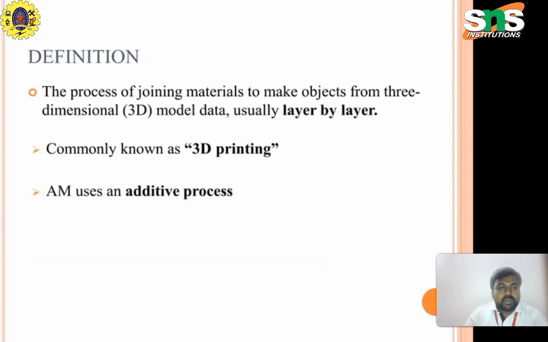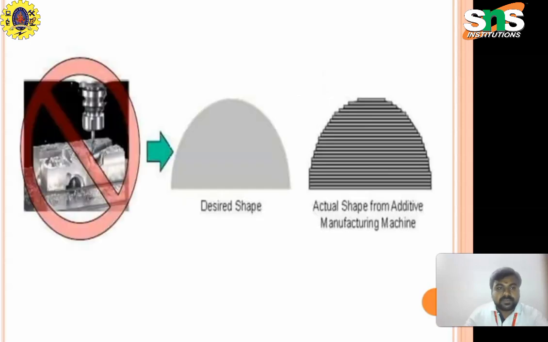So additive manufacturing is the process of joining materials to make objects from three-dimensional model data, usually layer by layer. So it is called layer by layer manufacturing, commonly known as 3D printing, three-dimensional printing. Additive manufacturing uses an additive process. That means in this process we can add the materials layer by layer. It is not a subtractive process. It is a type of additive process.